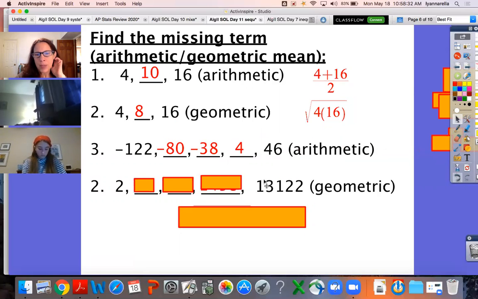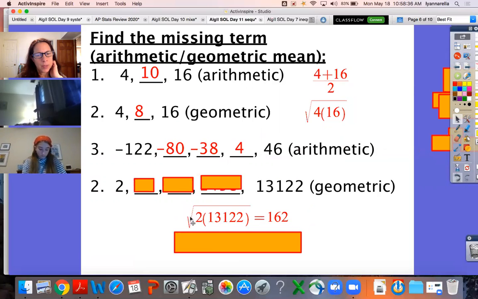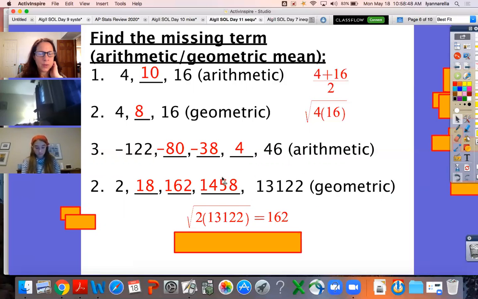And if it's geometric, you multiply and take the square root. So I'm multiplying 2 times 13,122 and taking the square root, and I get this. And now I'm going to multiply 2 and 162 and take the square root and get that, and multiply 162 and 13,122 and take the square root and I get this.